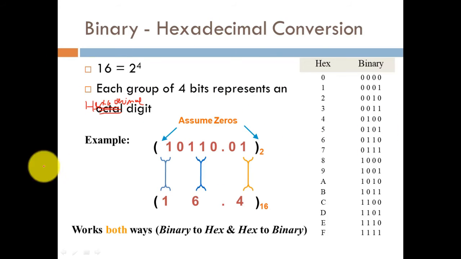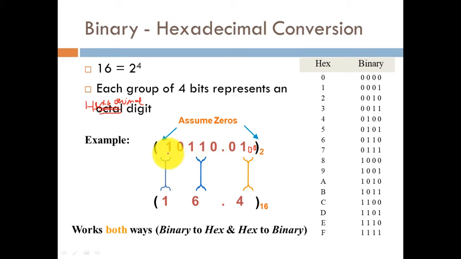So again, let us quickly understand whatever we have learned so far with the help of an example. Suppose we have the digits 10110.01 in binary, and we need to convert them into hexadecimal. What we have to do is group our bits into blocks of 4 digits. If we closely observe, after the decimal point we only have these 2 digits, so we need to add 2 zeros over here.